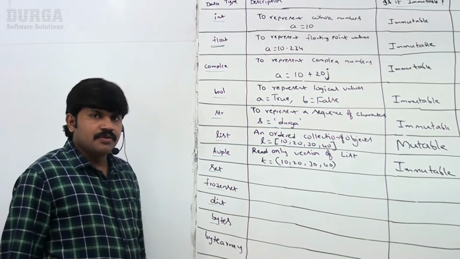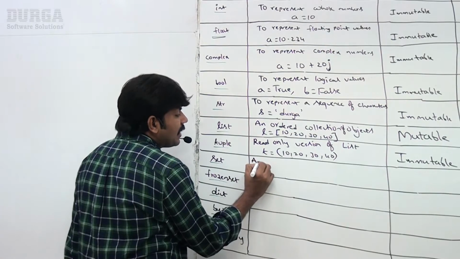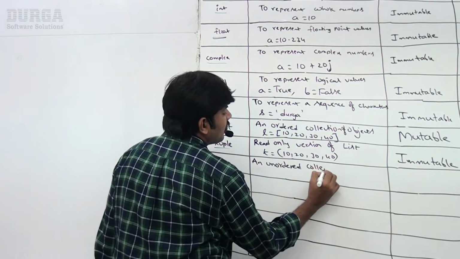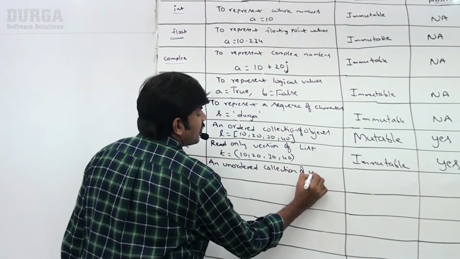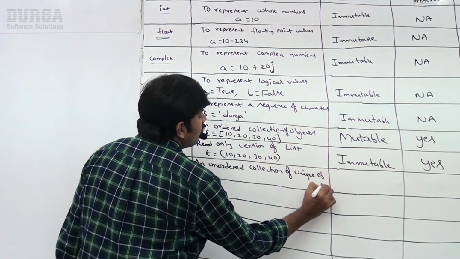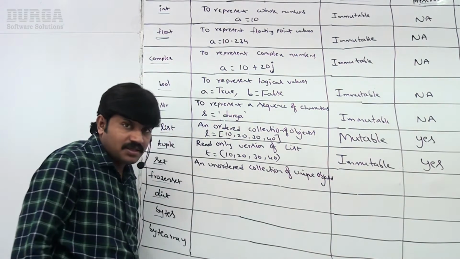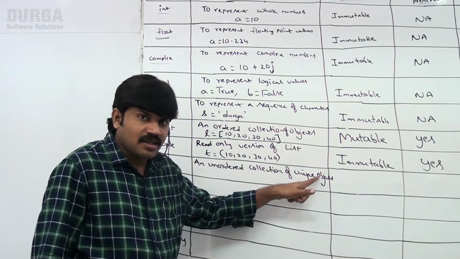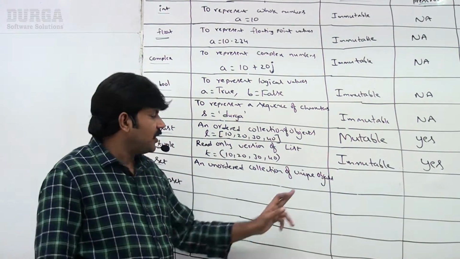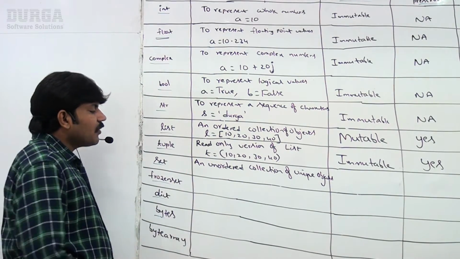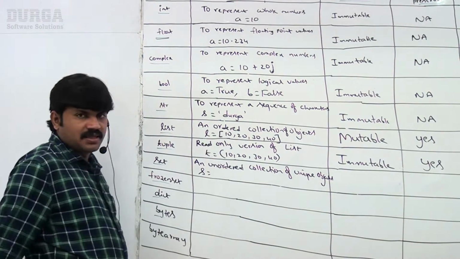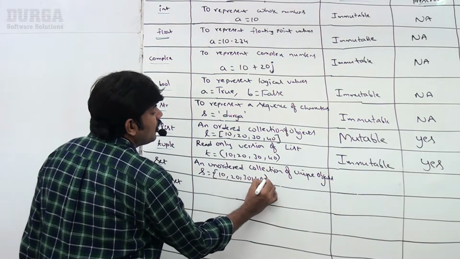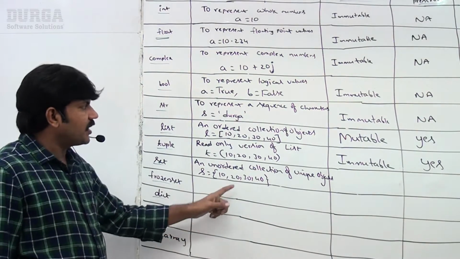Sir, what about set? An unordered collection of unique objects. Unique objects means, sir, where order is not important. Next, duplicates are not allowed. For unique objects, we require to go for set concept, sir. Sir, what is the example for that? S is equal to, within curly braces, 10 comma 20 comma 30 comma 40, like this I'm taking.